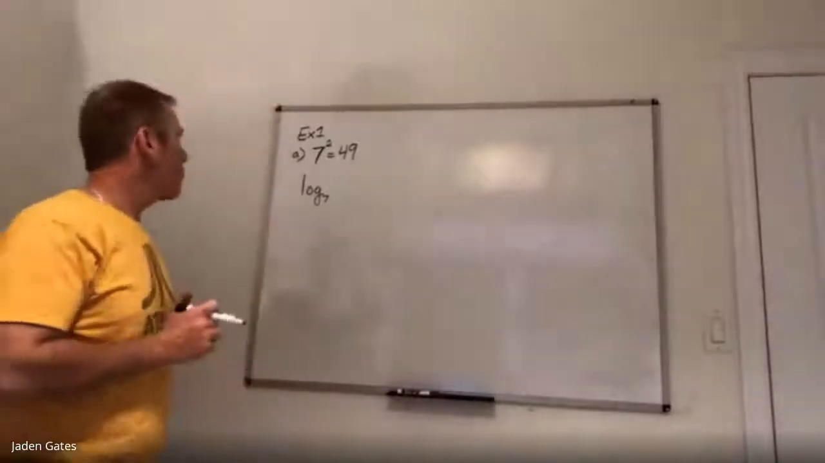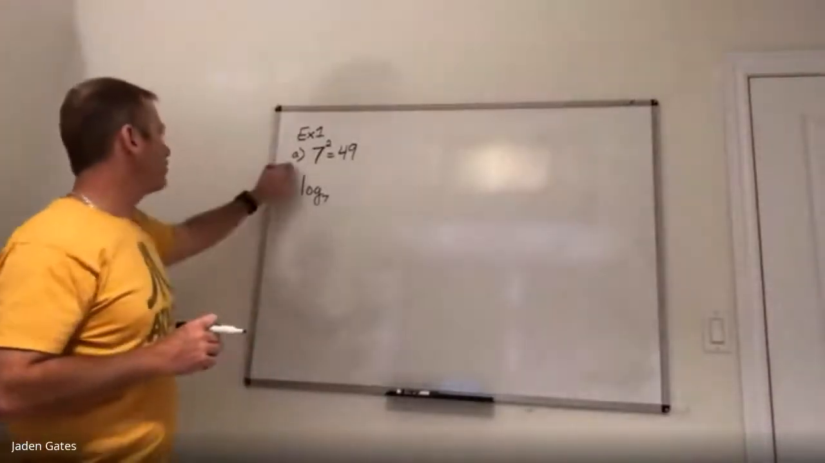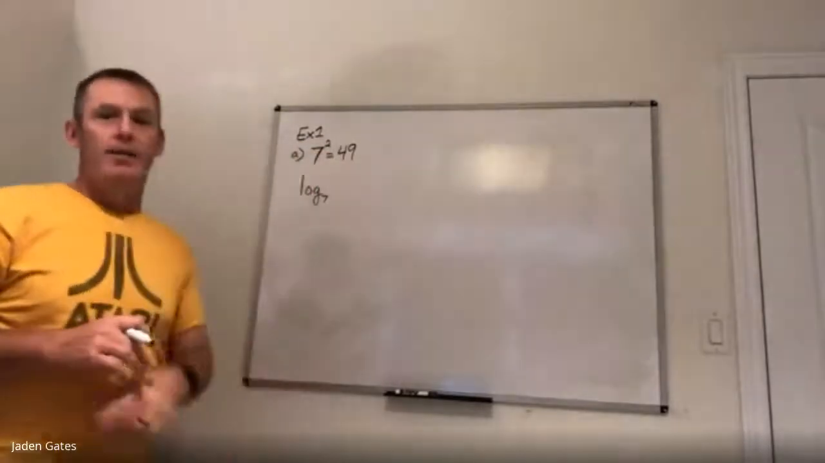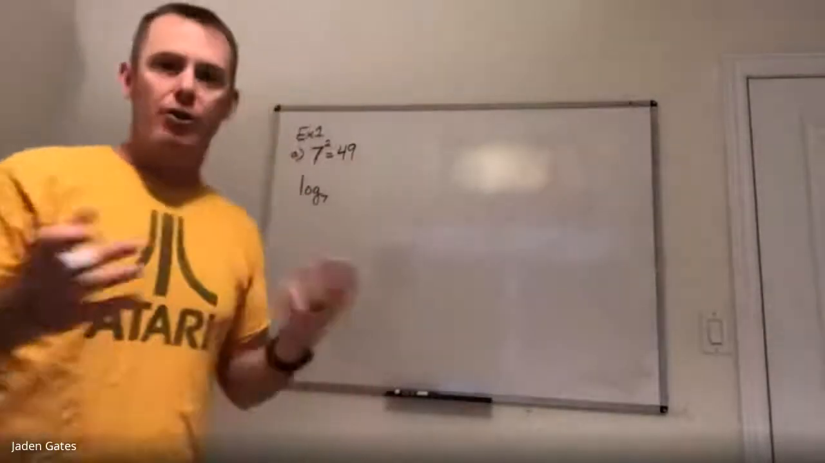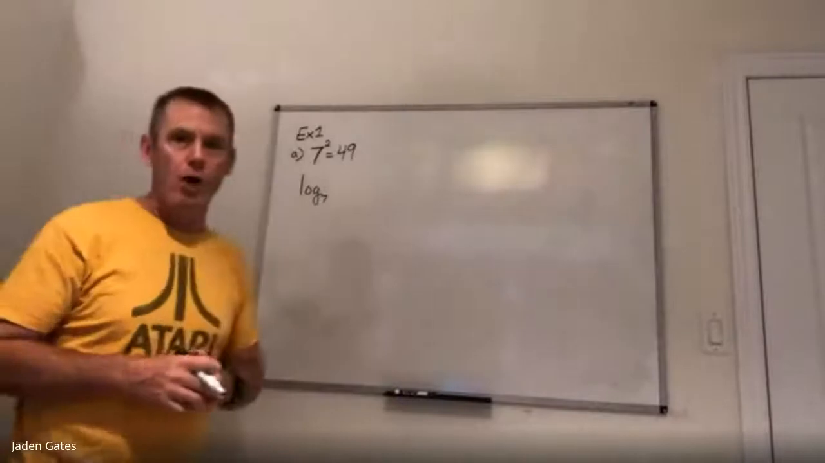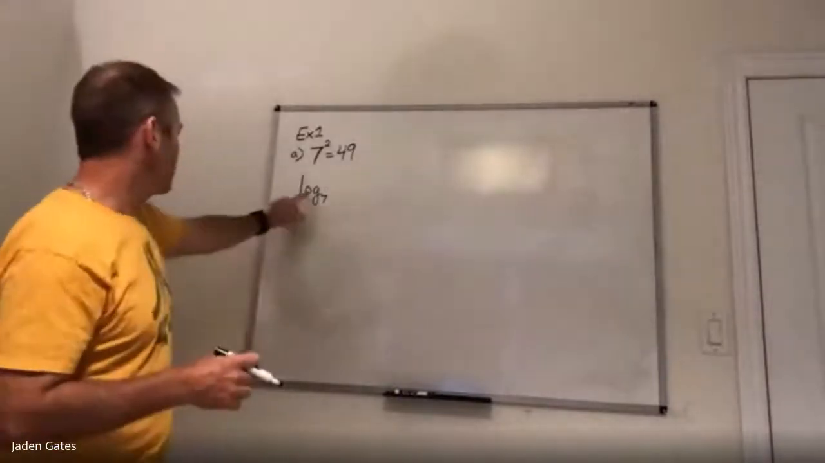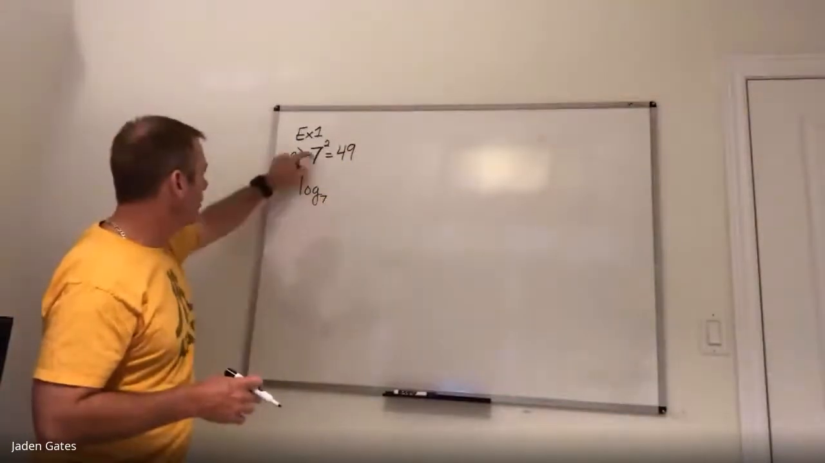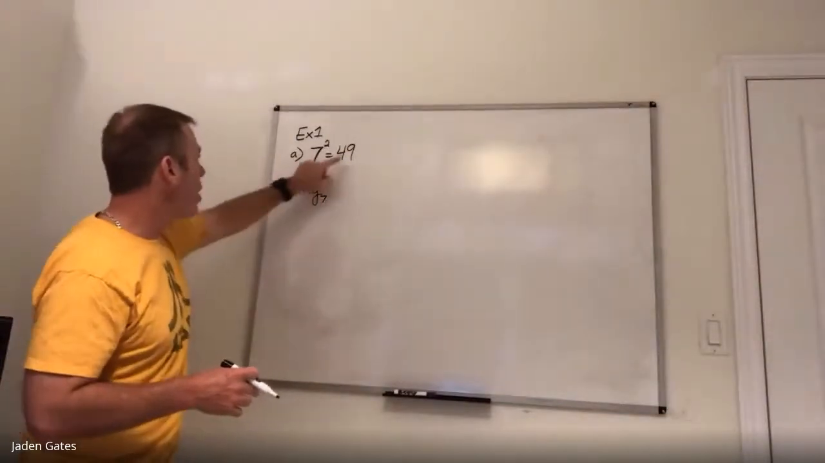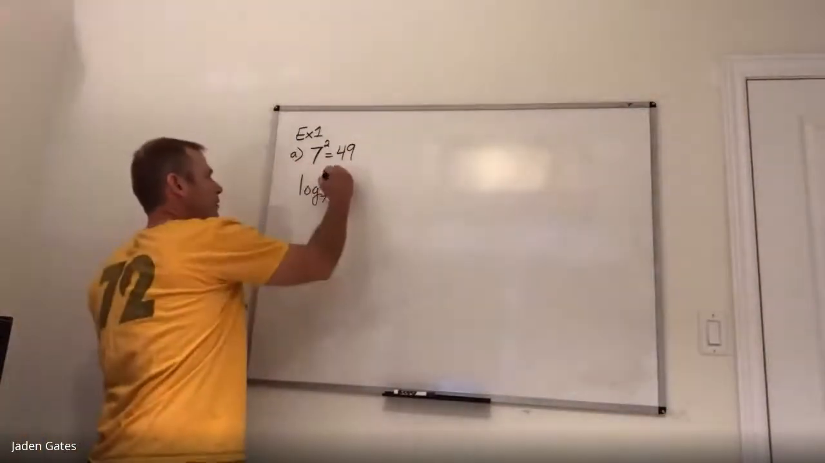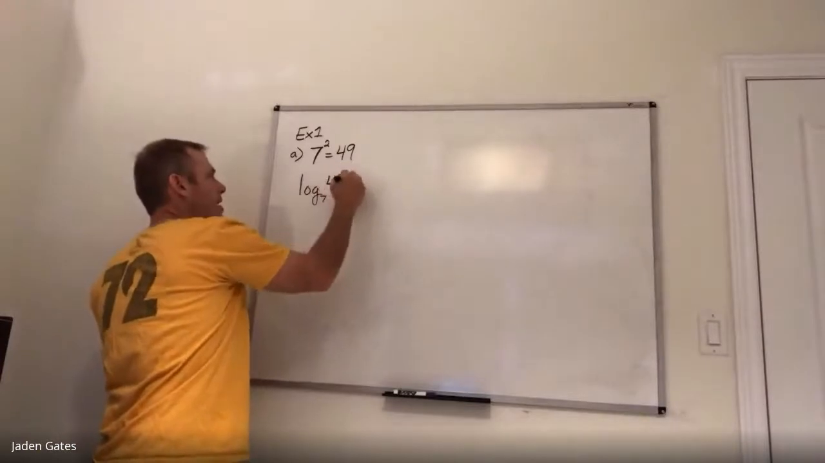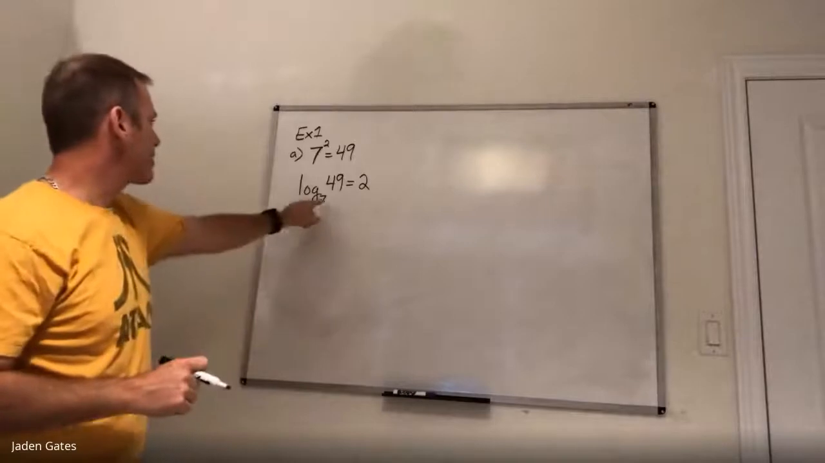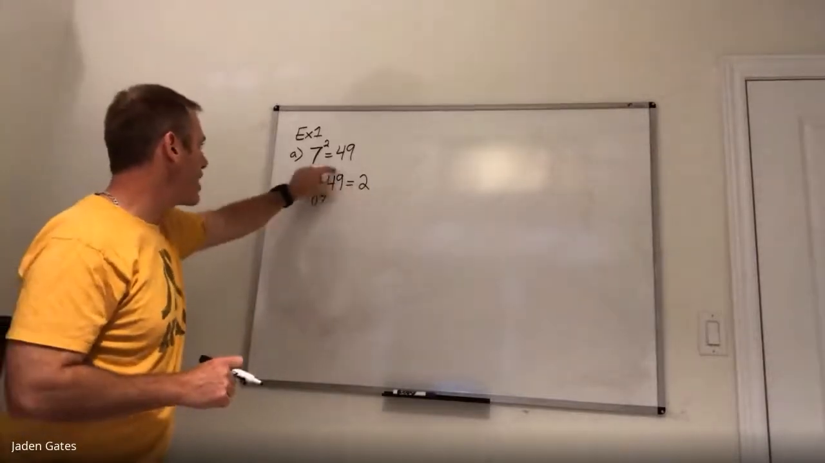Again, the question in example 1a is we have 7 to the power of 2 equals 49. That is written exponentially. We want to switch it to a logarithmic function. So I'm writing the log, but the base is the number that goes right here. So 7's our base, goes right here. Our answer goes right here. And then it's equal to our exponent. So what it's saying is 7 to the power of 2 equals 49.